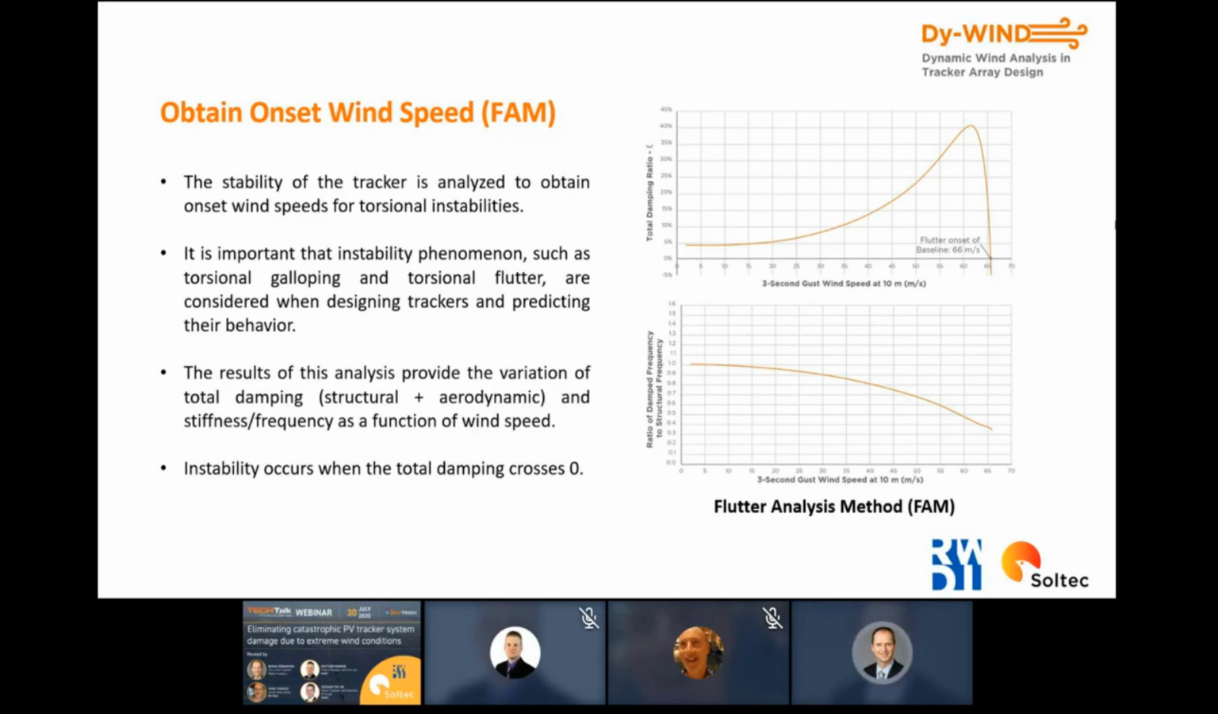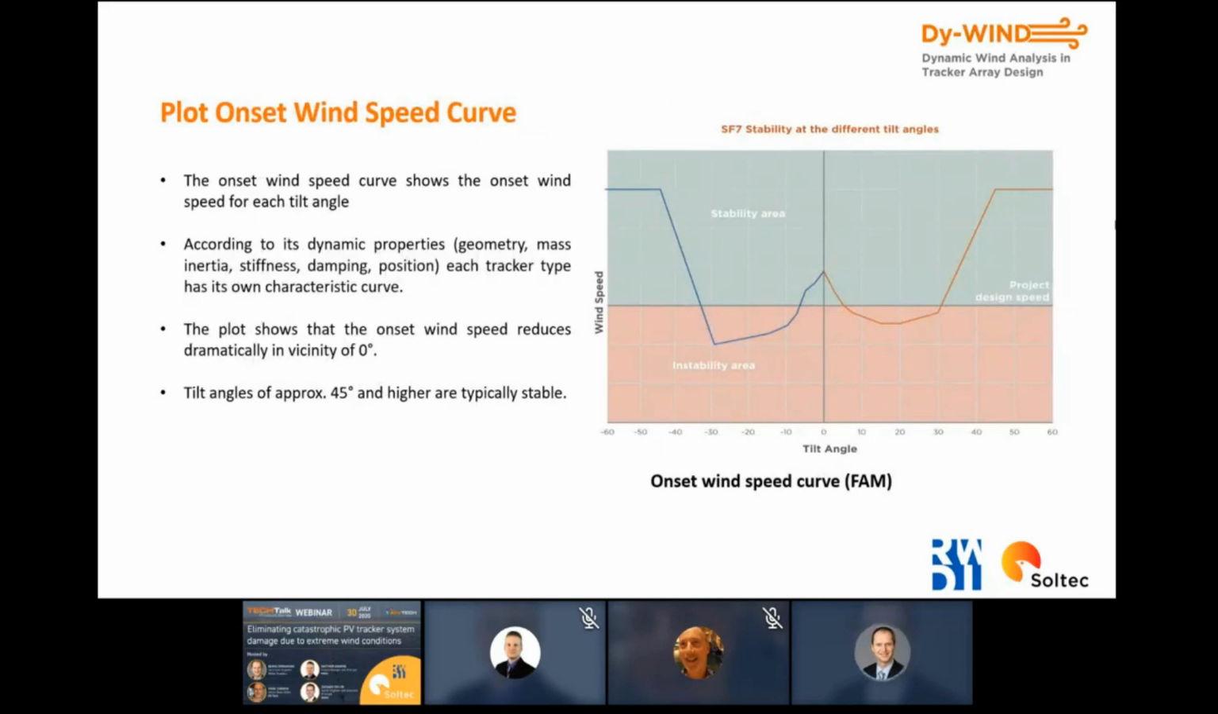So we can take these results from the FAM method, from the flutter analysis method, and plot them into a graph for different tilt angles, and of course for a specific tracker type. And this curve shows at which wind speed the tracker, with its specific properties like position, field, stiffness, damping, length, and so on, gets unstable.